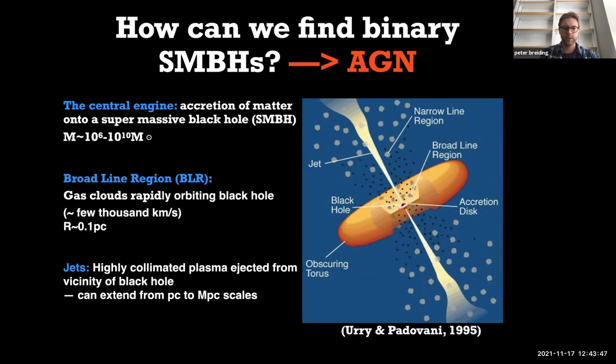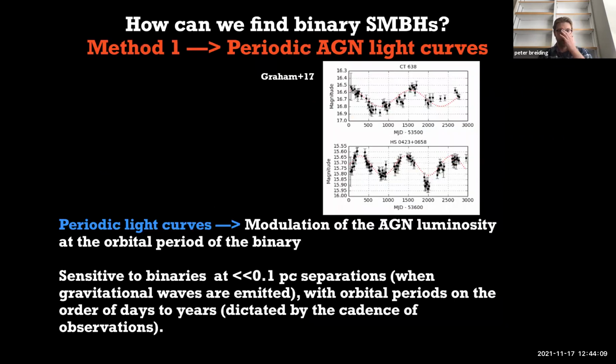the UV radiation excites emission lines in what's called the broad line region of gas clouds, rapidly orbiting the black hole within 1/10 of a parsec. And these AGN can even, in some cases, produce relativistic jets that can extend well beyond the scale of the galaxy, all the way up to megaparsec scales in the most extreme cases.